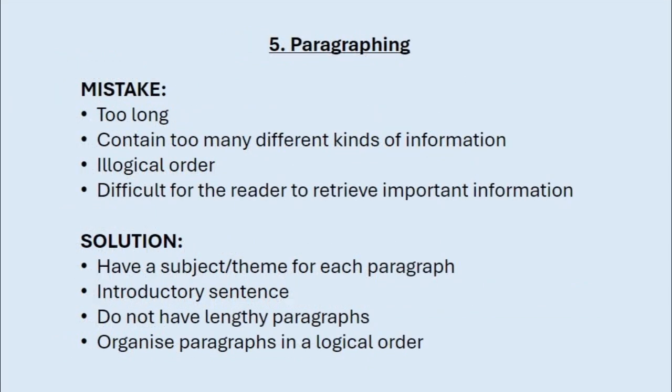Now let's look at the 5th common mistake, paragraphing. There are 4 common mistakes. Number 1, paragraphs tend to be too long. Number 2, they contain too many different kinds of information. Number 3, again, they are not in a logical order. And number 4, it's difficult for the reader to find or retrieve information, especially if it's important.